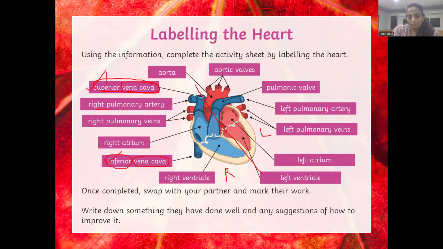Then we have the pulmonary artery and the pulmonary vein. Pulmonary refers to the lungs. So we have the right pulmonary artery and the left pulmonary artery, because we have two sides of the heart. Similarly, we have the right pulmonary vein and the left pulmonary vein. Generally, veins carry deoxygenated blood and arteries carry oxygenated blood, but there's an exception here. When we discuss the proper circulation, when we look at the complete circulation, then we can understand.